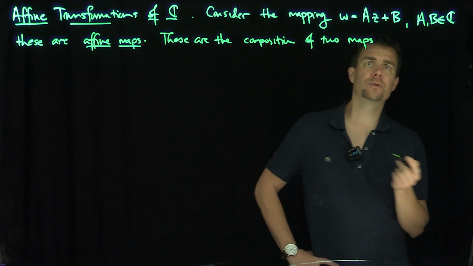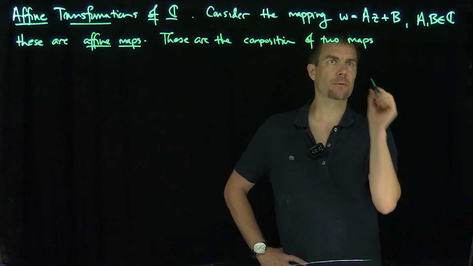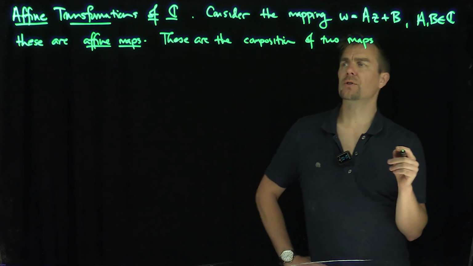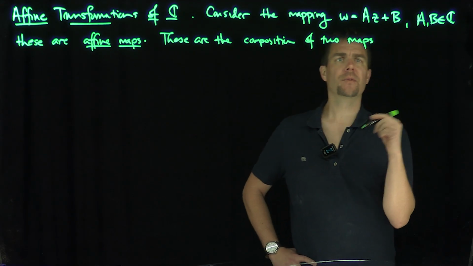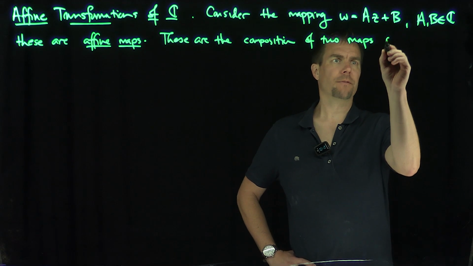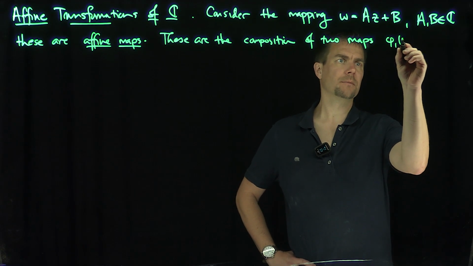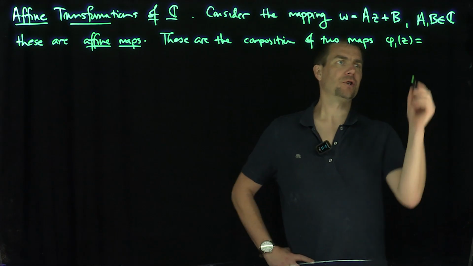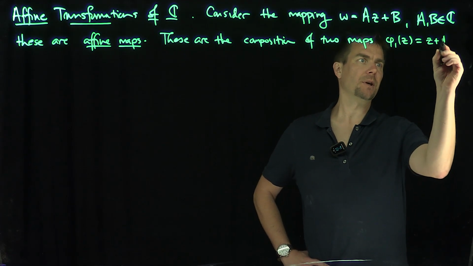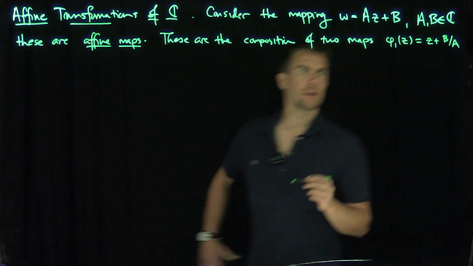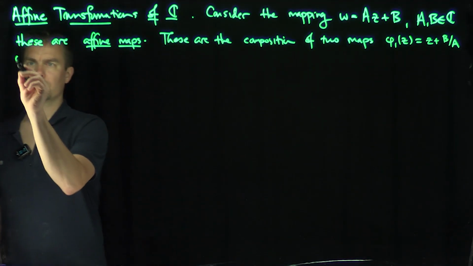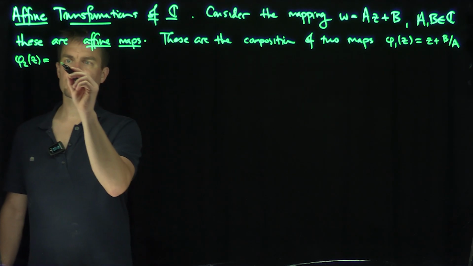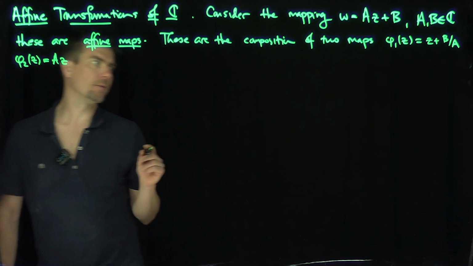And what are these two maps? We assume that A is not equal to 0. I'm going to assume that neither of them are 0, just for simplicity, since if they're 0, then you get the silly cases. So let's do phi 1 of Z. It's just going to be a shift, Z plus B over A. And then phi 2 of Z is just going to be multiplied by A, so it's A times Z.